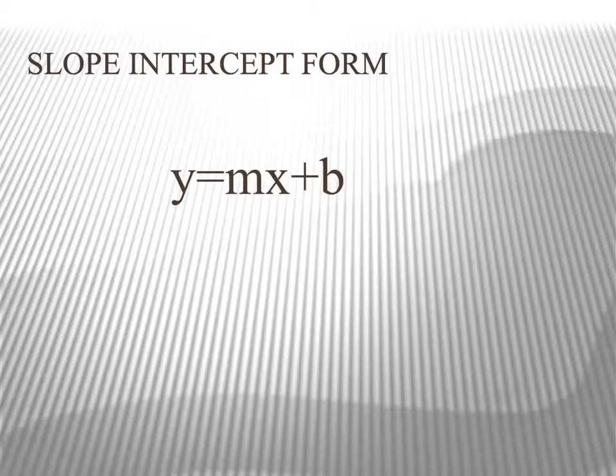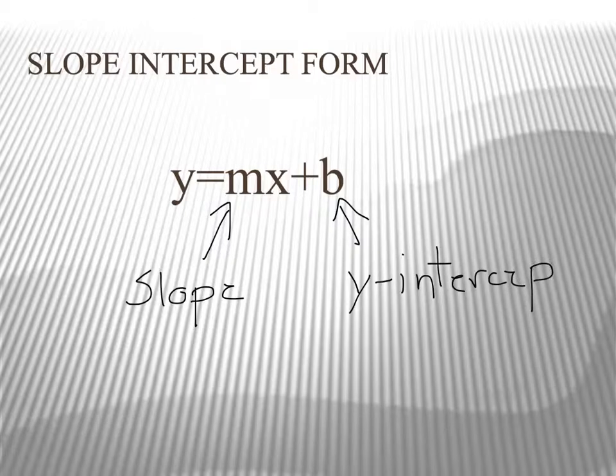Before we get into anything, I want to introduce slope-intercept form itself. Slope-intercept form is y equals mx plus b. In this equation, the m is our slope, and the b is our y-intercept. So we have our slope, which is m, and we already talked about that when we said m is equal to y2 minus y1 over x2 minus x1.